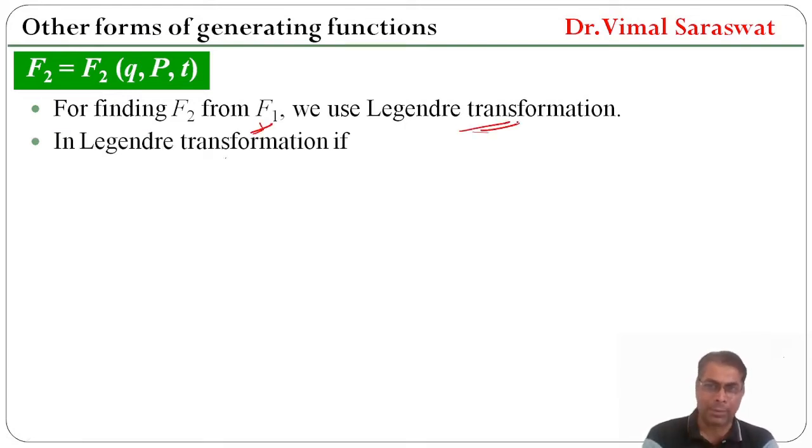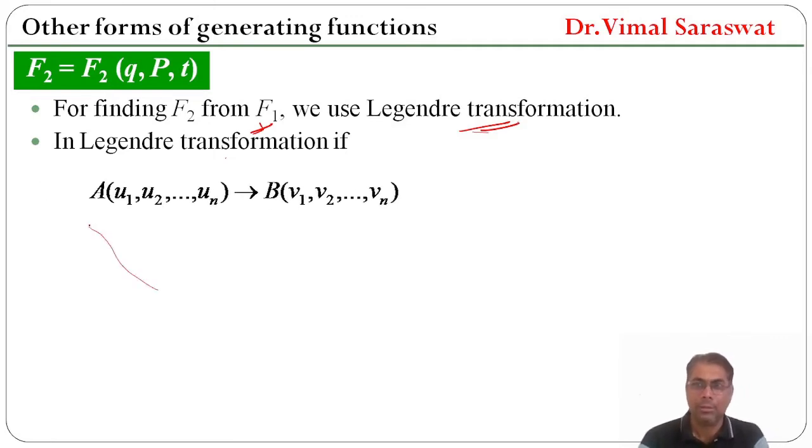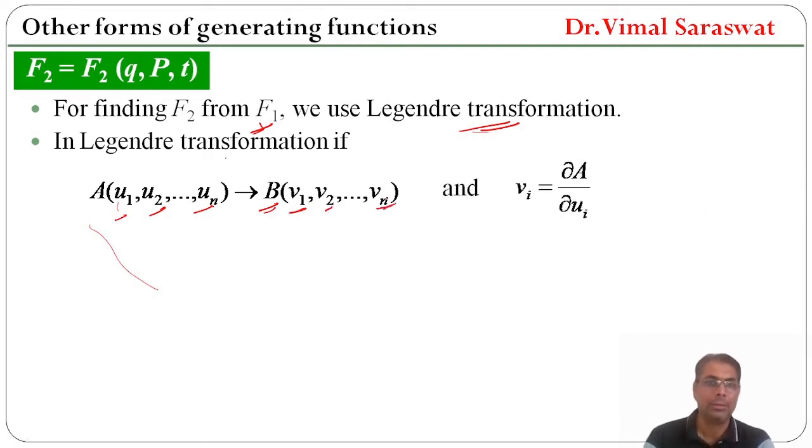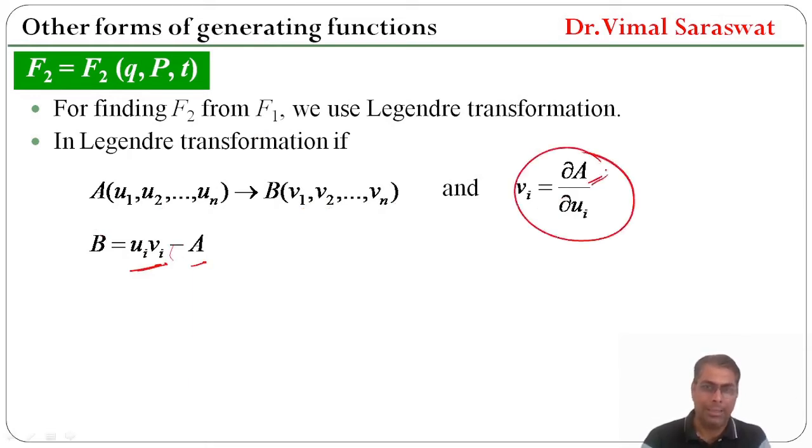In Legendre transformation, if a is a function of u1, u2, ..., un, then it can be transformed to another function b, which is a function of v1, v2, ..., vn, and vi is equal to del a upon del ui. So b equals ui vi minus a, and vi is obtained by this relation from a.